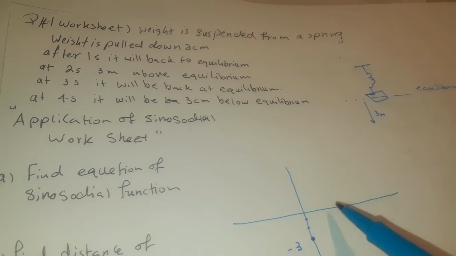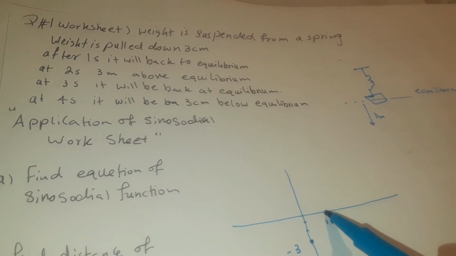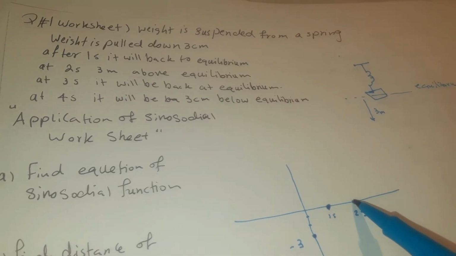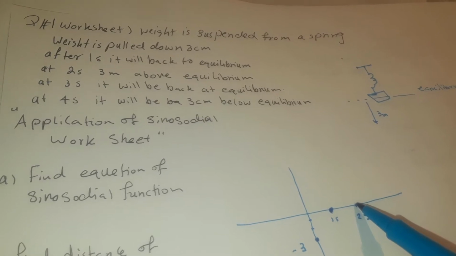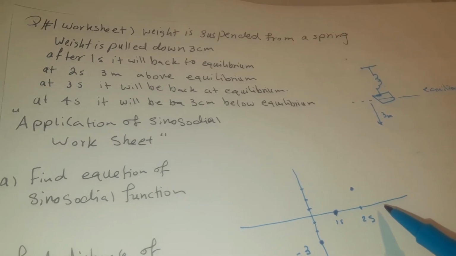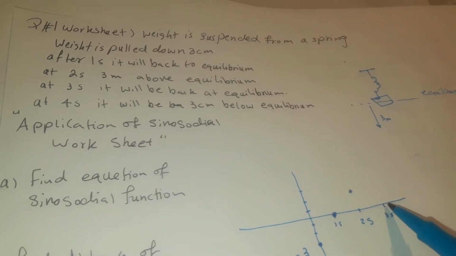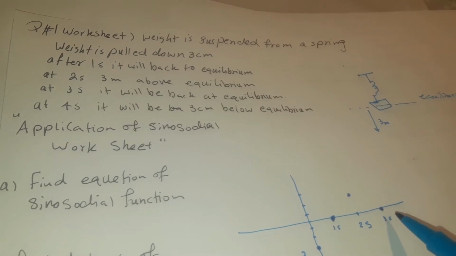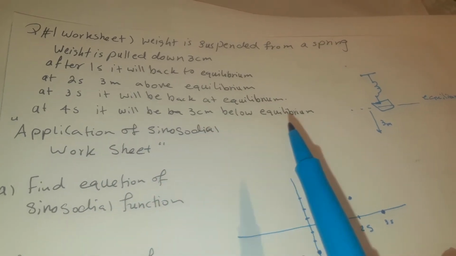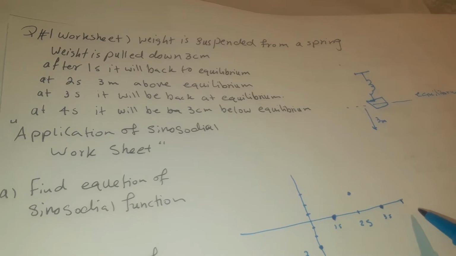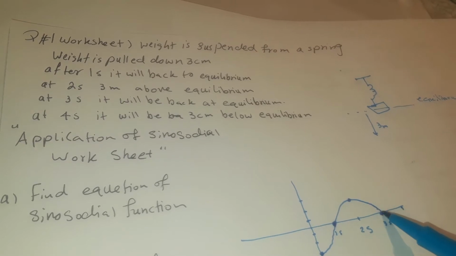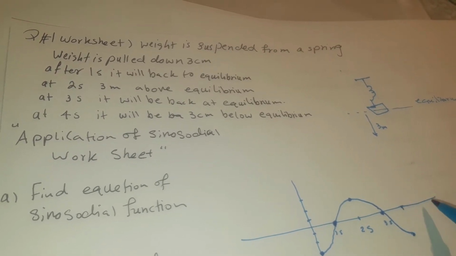At 1 second, it goes back to equilibrium. So this is the 1 second. Equilibrium means 0 position. It's here. At 2 seconds, it's going to be 3 centimeters above. 1, 2, 3. So it's here. And at 3 seconds, again it goes back to equilibrium, as you see in the information provided. At 4 seconds, it will be 3 centimeters below again. So it's going to be there. As you see, this shape looks like a sinusoidal, and it's going to continue, but I don't want to graph the rest.